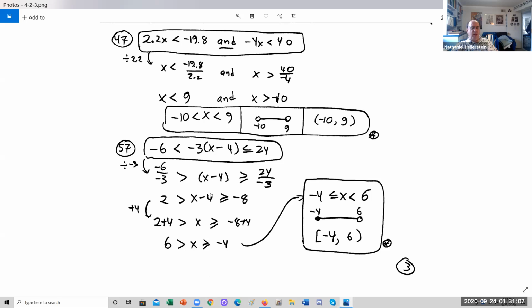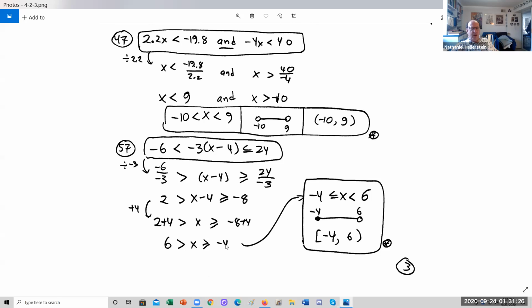To isolate x, we want to get rid of this negative 4. So we add 4 to all three parts. So getting 2 plus 4 is greater than x is greater than or equal to negative 8 plus 4. The inequality signs stay the same. So 6 is greater than x is greater than or equal to negative 4.